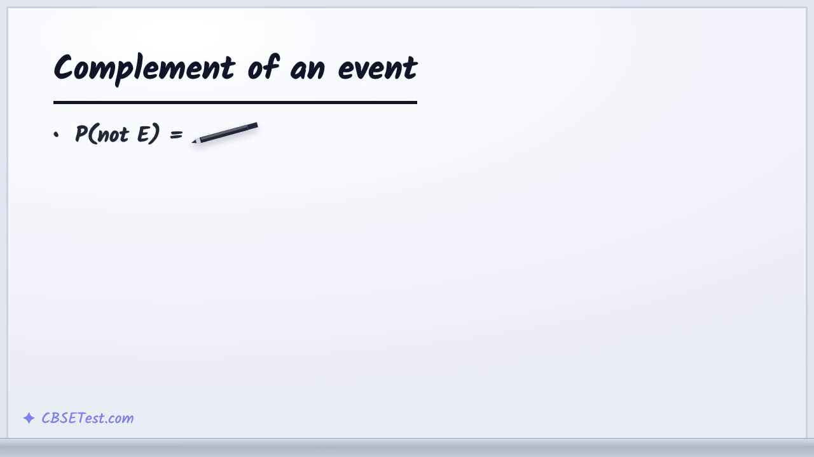The event "not E" is everything E is not. Since together they cover all outcomes, the probability of not E is simply 1 minus the probability of E, often the quickest route to an answer.